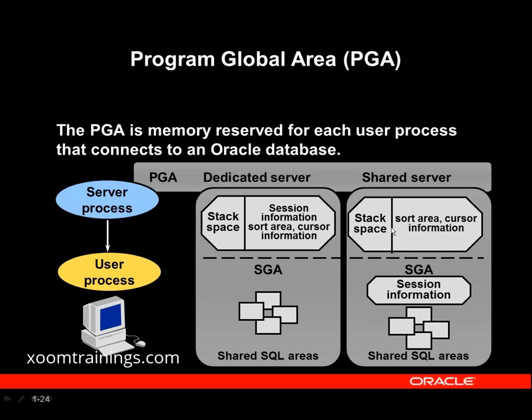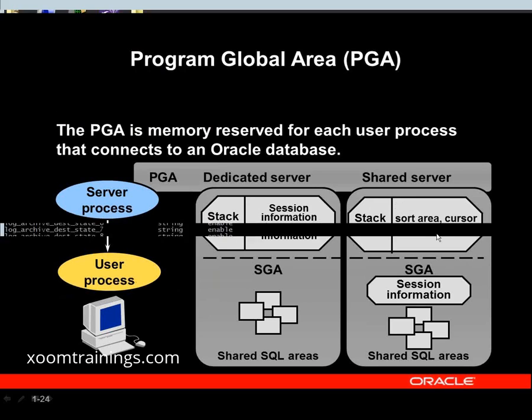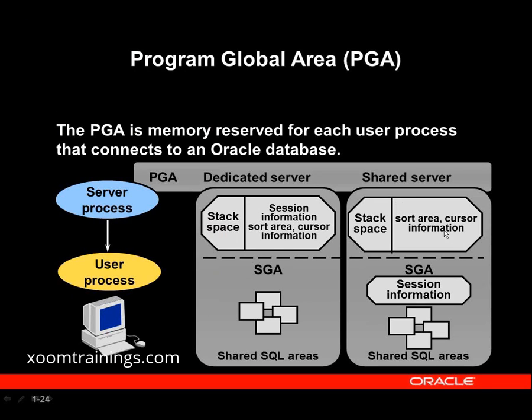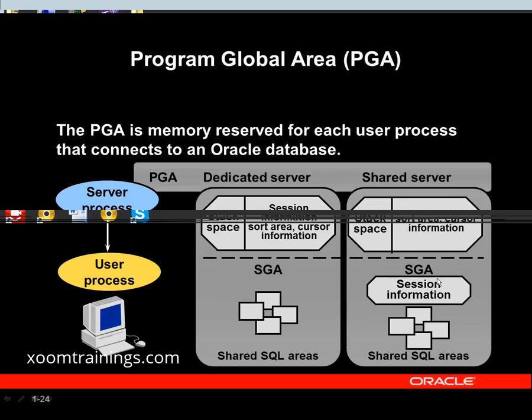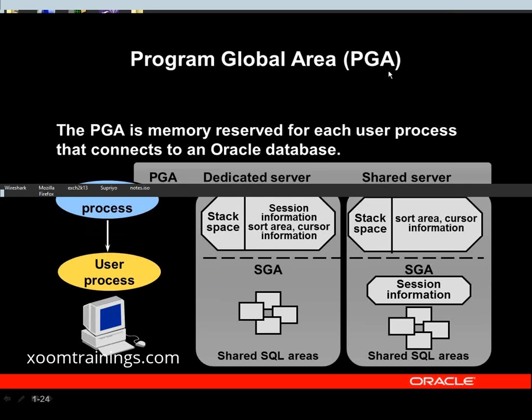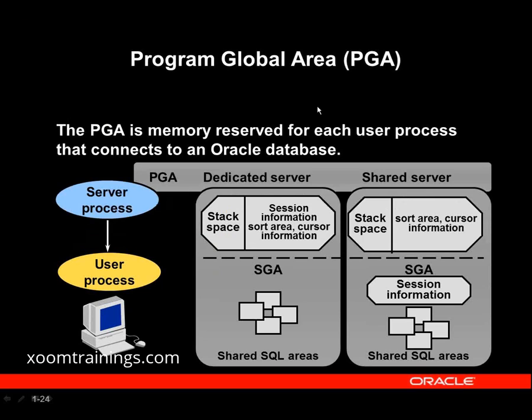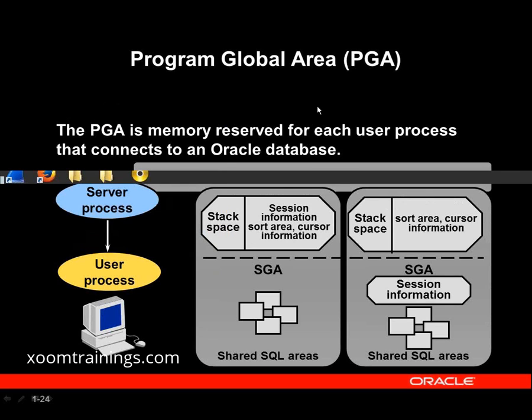And when we have a shared server configured, the sort area and cursor information are stored outside the PGA, but session information goes into the shared global area or system global area. So these are the PGA and its two types, dedicated and shared.